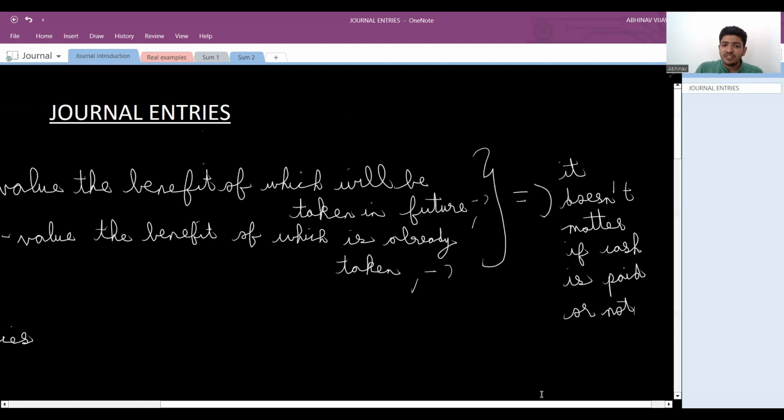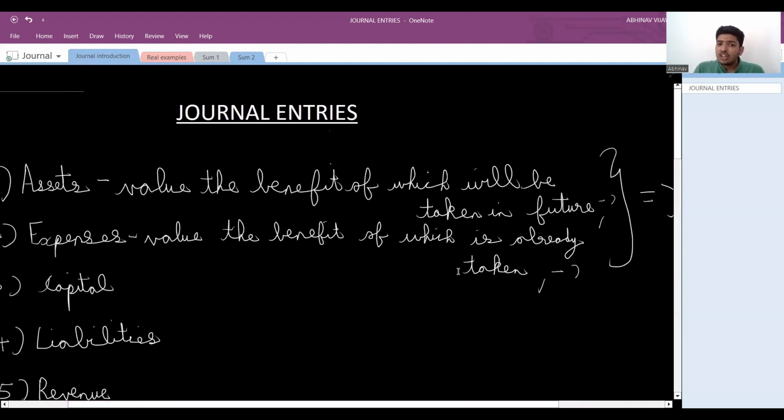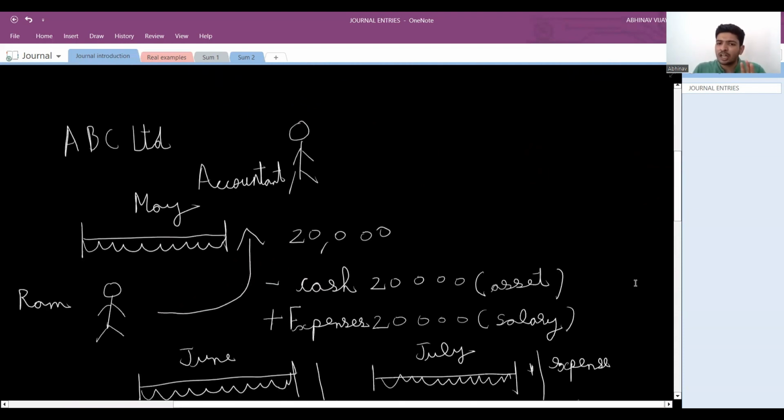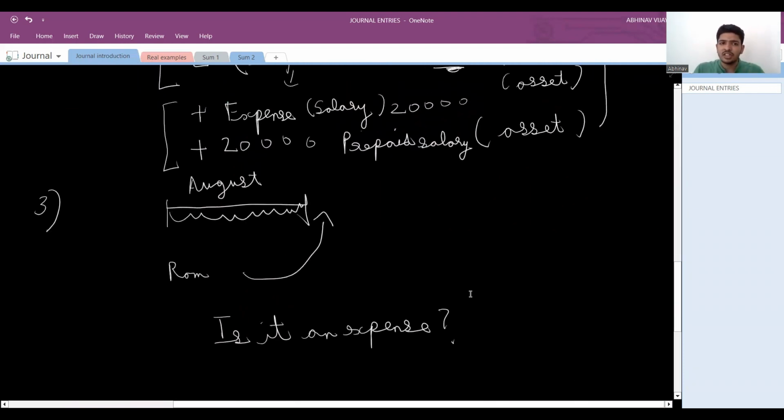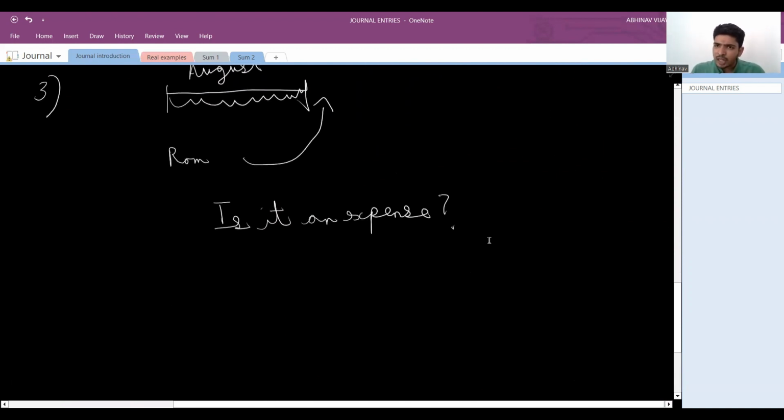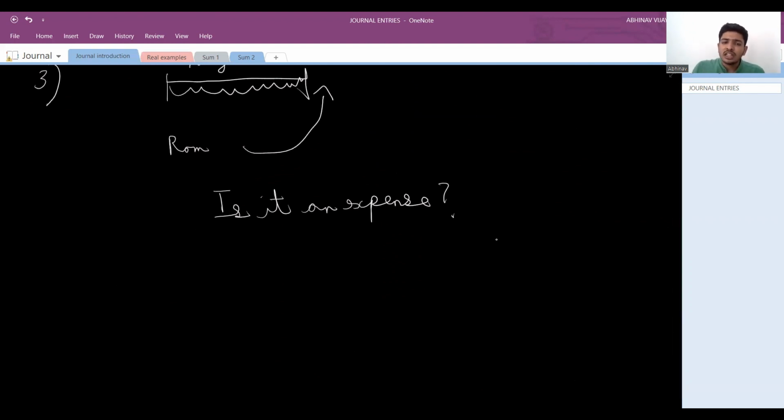So as far as the definition goes, the value, the benefit of which is already taken, it completely doesn't matter if the cash is paid or not. It's a completely separate definition. So here, the benefit of Ram's services was taken for the month of July. It's already taken. It doesn't matter if cash is paid or not. It is a service. It is an expense if the benefit is taken. So first one, as per the logic, expenses increase by 20,000 rupees. This expense's name is salary.